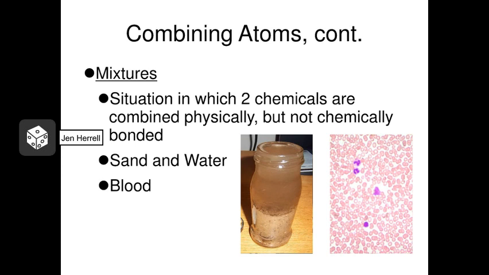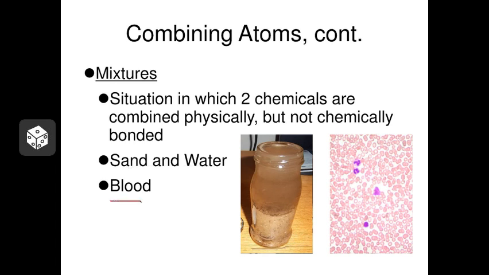Mixtures are combinations of chemicals that are physically combined, but not chemically combined. So they're not bound together. A good example of this is sand and water. If you take a handful of sand and throw it in some water, they are going to be combined together, but they're not going to be chemically bound together forever. You could separate the sand from the water by filtering it, so by a physical means.